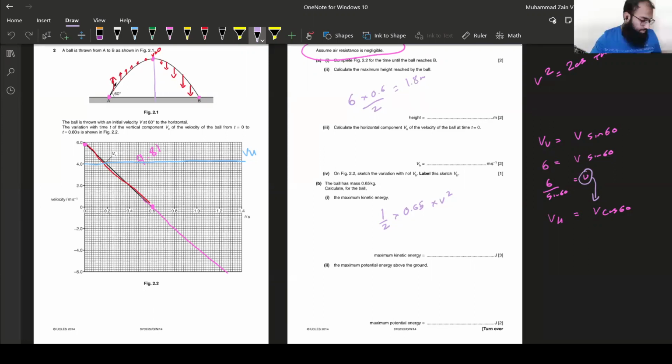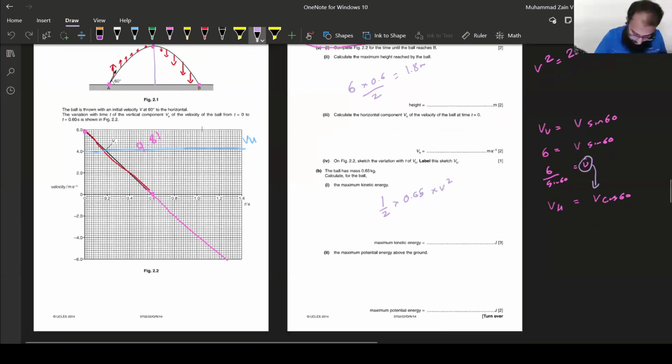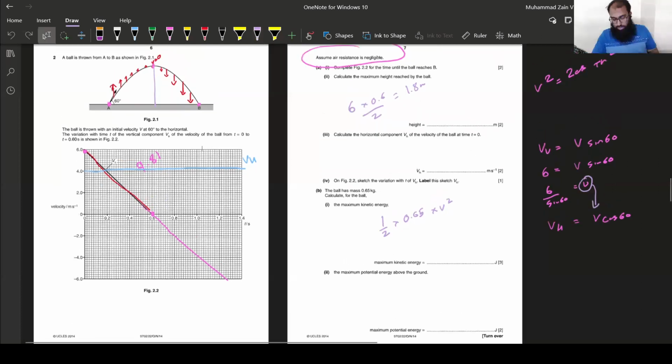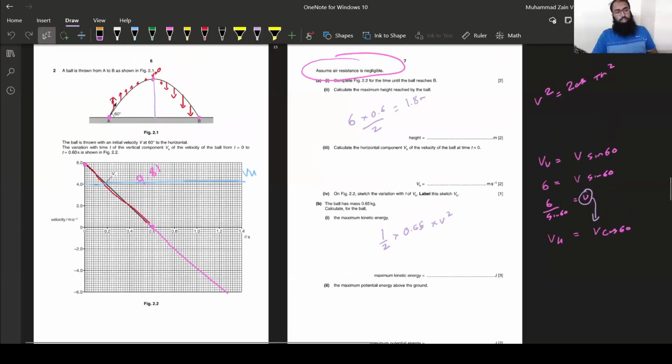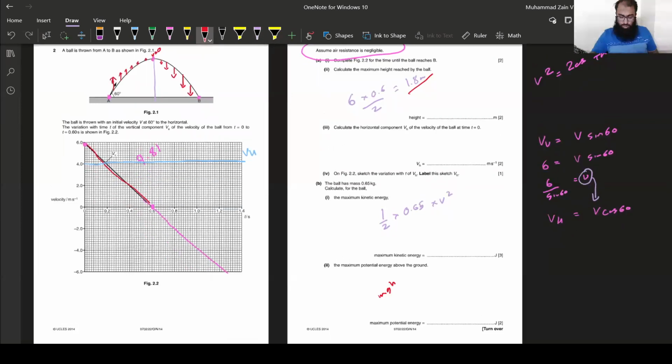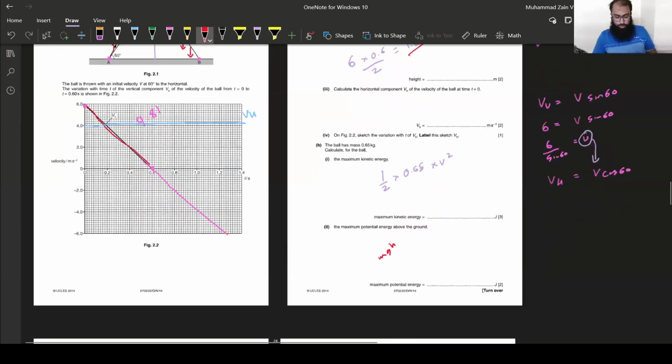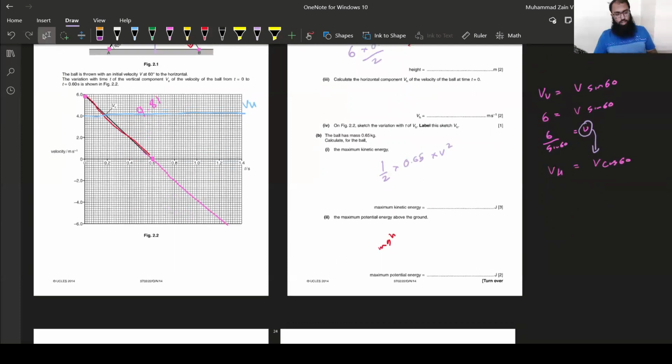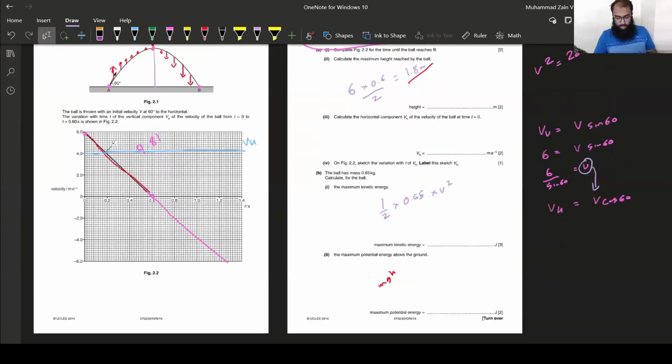Okay, so the maximum potential energy above the ground. Obviously the maximum potential energy above the ground comes at the maximum height. The maximum height we already know is equal to 1.8 meters. So mgh, mass is 0.65 times 9.81 times h. That's how we get this part. Okay, so this is basically the summary of all sorts of projectile motion questions.